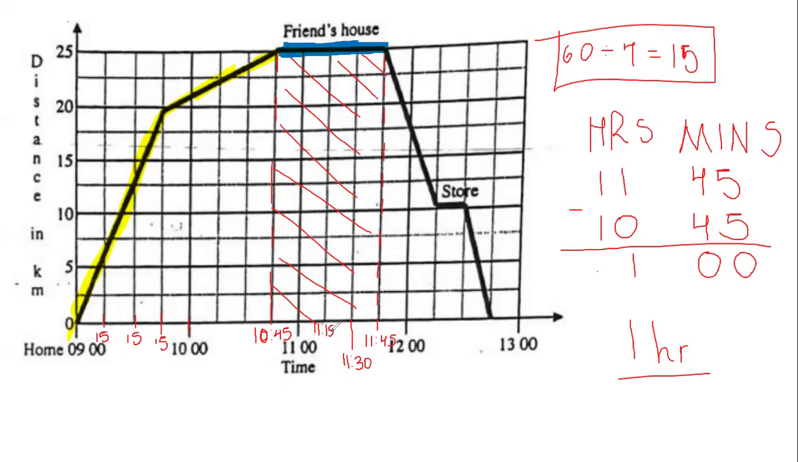11:45, because this is 11, this is 11:15, 11:30, and 11:45, right? So what is 10:45 to 11:45? That's going to be what? An hour. 1 hour. So how long did he take at his friend's house? 1 hour. Exactly 1 hour. Very good. Do you all understand that or no? Let me know, please, if you all understand that. Yes, sir.